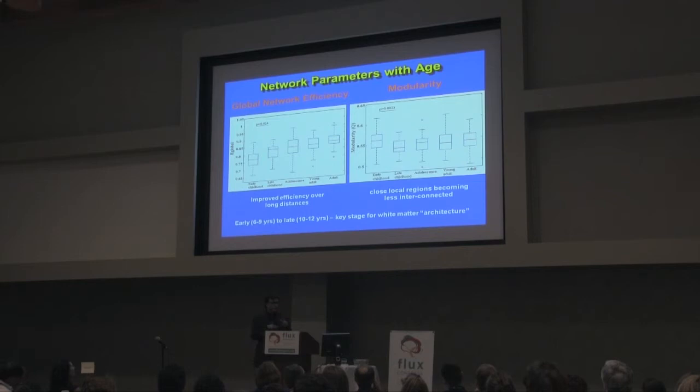And the idea is that you improve the efficiency over longer distances, close local regions become less interconnected, the brain's becoming a bit more randomized. And it seems from our data that the early to late childhood seems to be the key stage for this white matter architecture change.